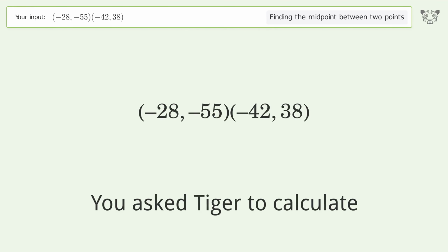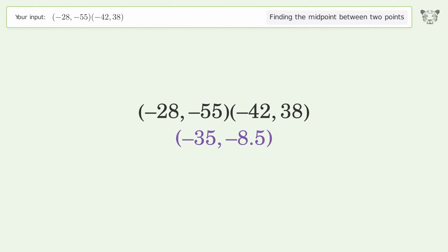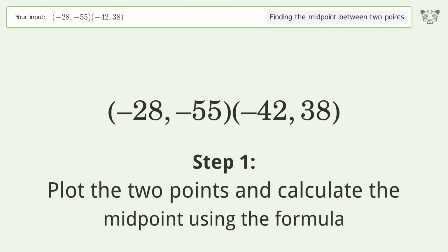You ask Tiger to calculate. This deals with finding the midpoint between 2 points. The midpoint between the 2 points is -35, -8.5. Let's solve it step by step. Plot the 2 points and calculate the midpoint using the formula.